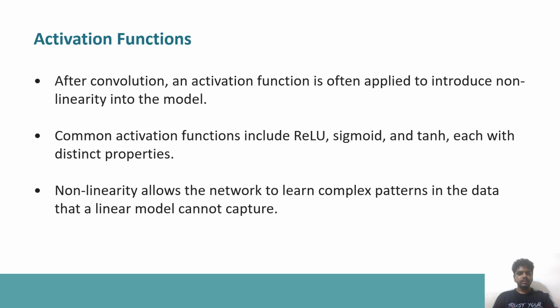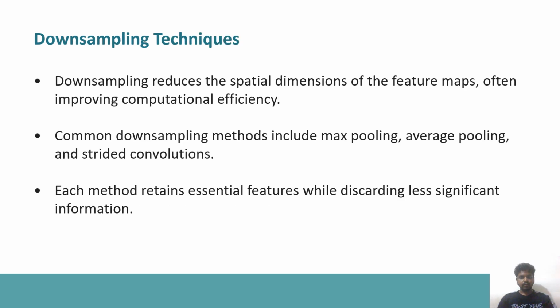Activation functions in CNNs. After convolution, an activation function is often applied to introduce non-linearity into the model. Common activation functions include ReLU, sigmoid, and tanh, each with distinct properties. Non-linearity allows the network to learn complex patterns in the data that a linear model cannot capture.